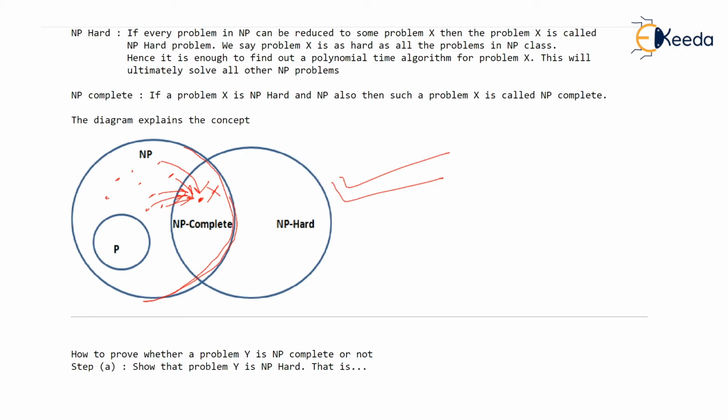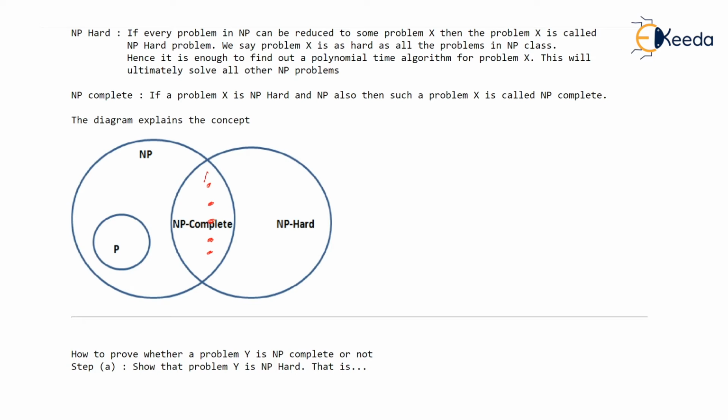Then X is NP hard. That means X belongs to NP hard also. Check this set of NP hard. Why is X NP hard? Because all the problems in NP can be reduced to problem X in polynomial time. But you observe that X is in the NP set also. That means X is NP complete. So are you understanding? NP complete is an intersection. There are some problems in this intersection which are NP and which are NP hard. I guess you are following.